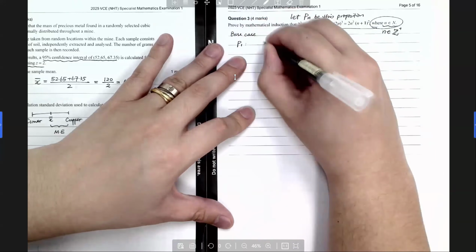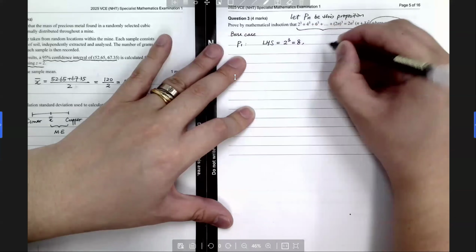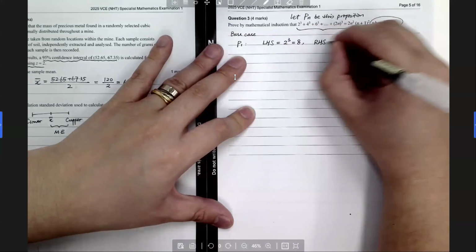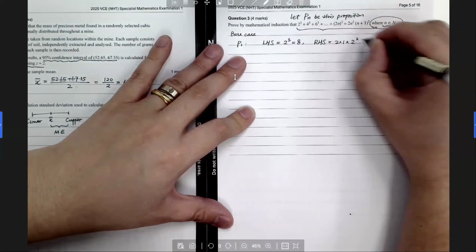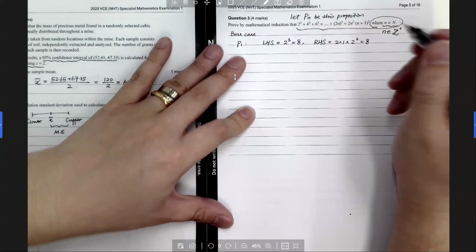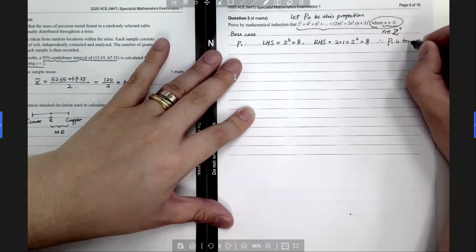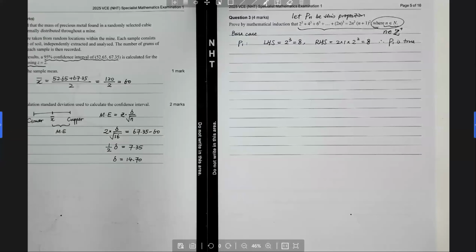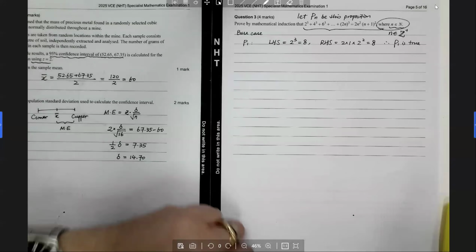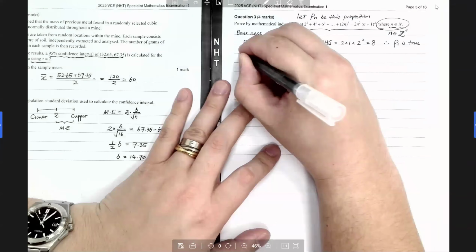P1: the left-hand side equals 2 to the power 3, which equals 8. And the right-hand side equals, let's say, 2 times 1 times 2 squared. That is also 8. Therefore, P1 is true. Now I'll have a look at the next step.